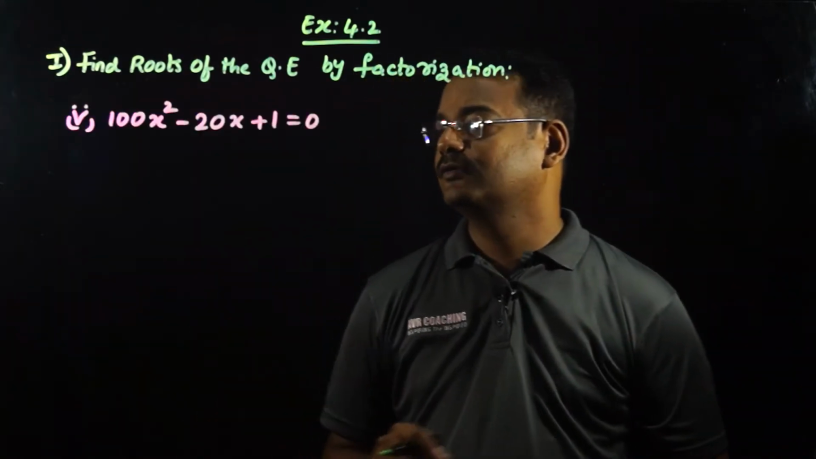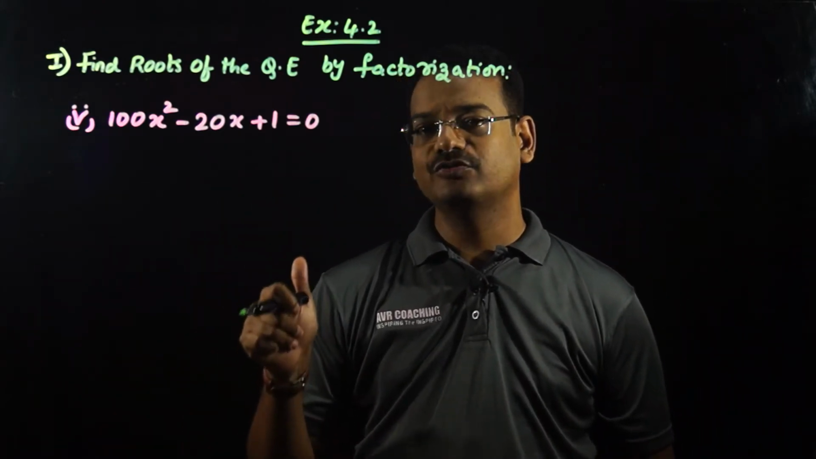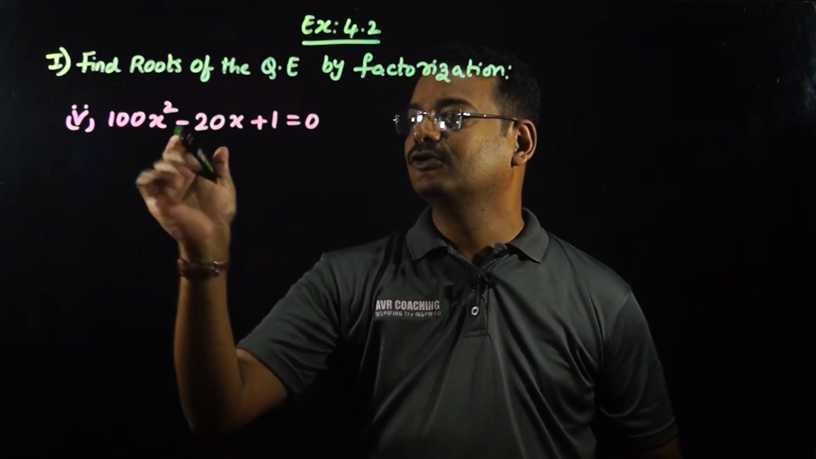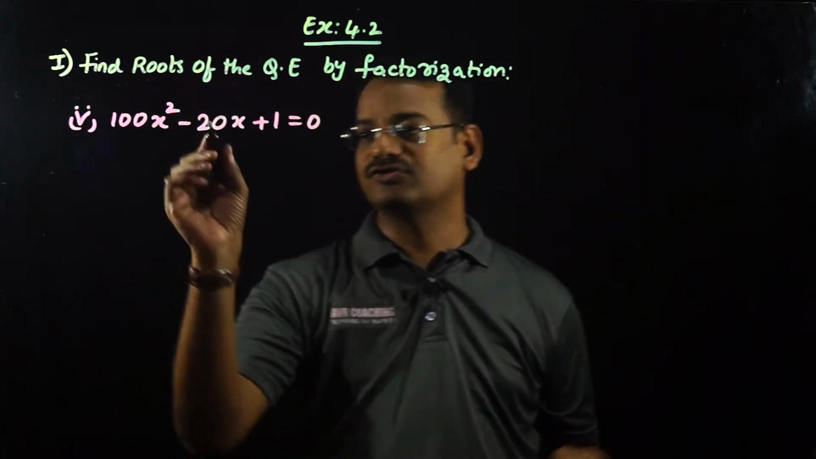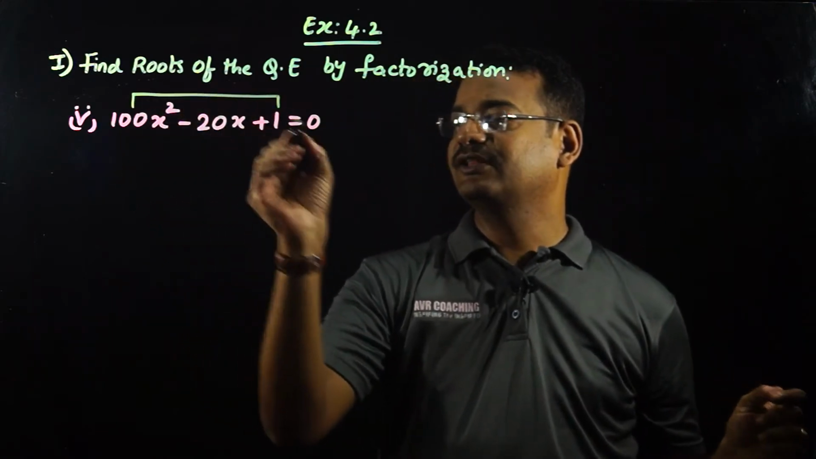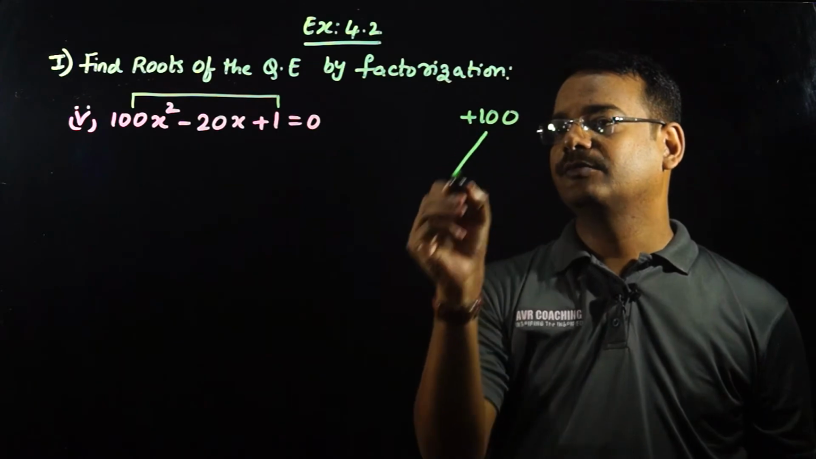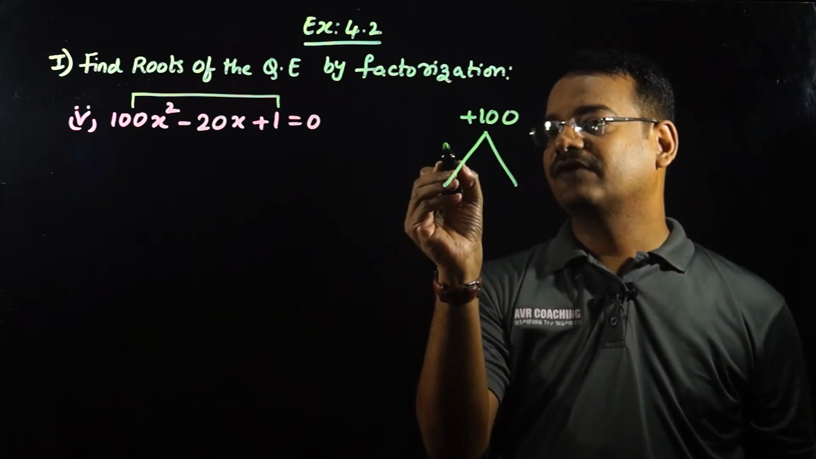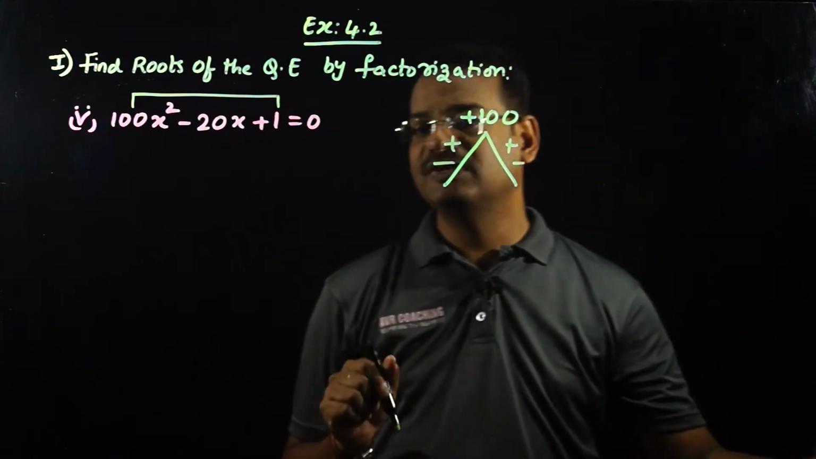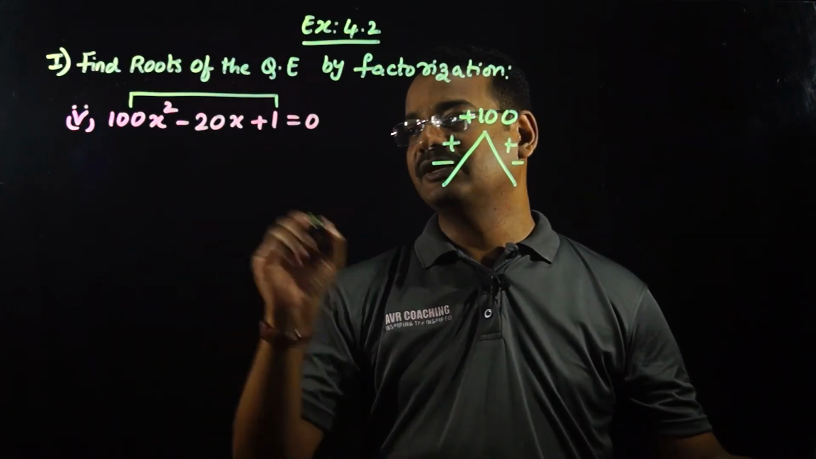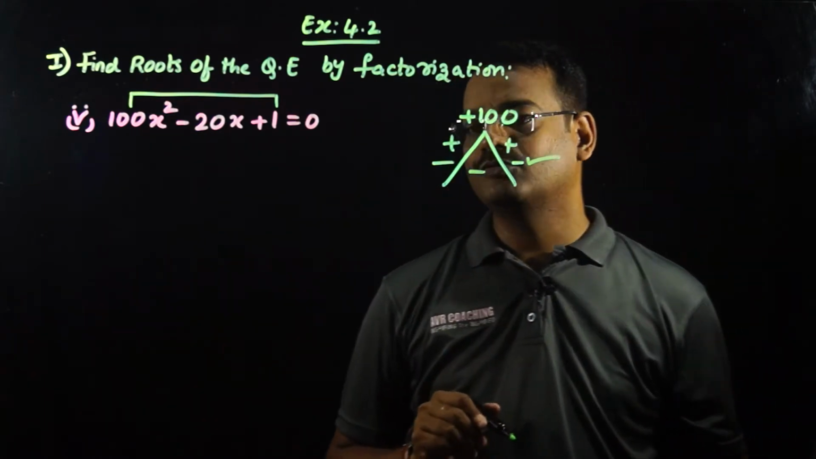So fifth bit, 100x square minus 20x plus 1. So we are going to split the middle term and factorize. So the first step, we are going to multiply the x square coefficient and the constant. The product is plus 100. Since the product is plus, we are having plus into plus or minus into minus. So we are going to decide it depending upon the middle term. The middle term is minus, so we are going with the minus into minus option.